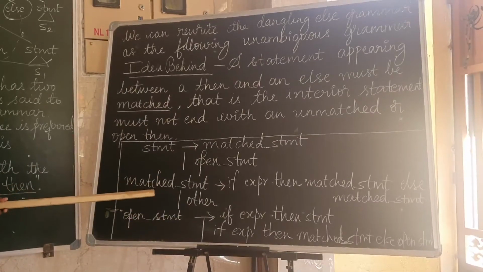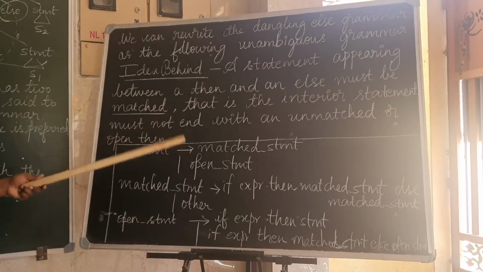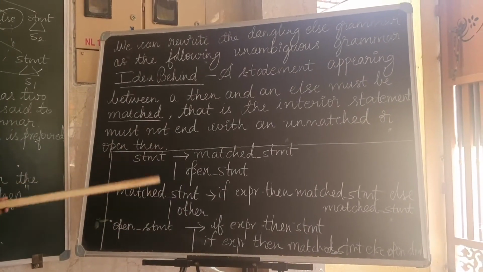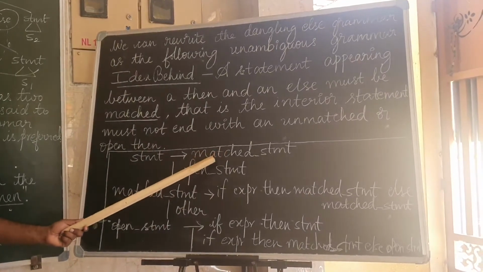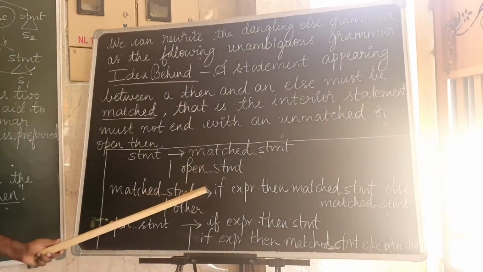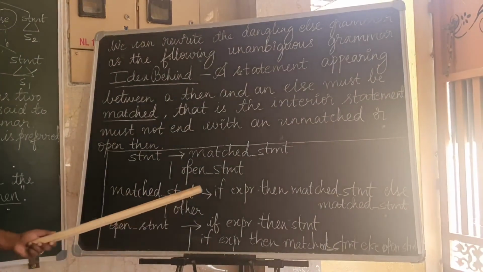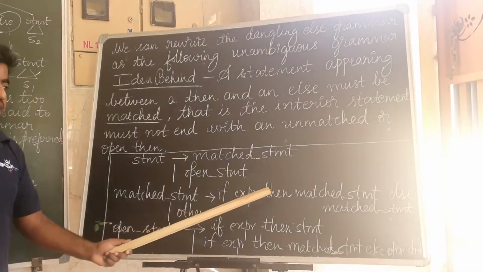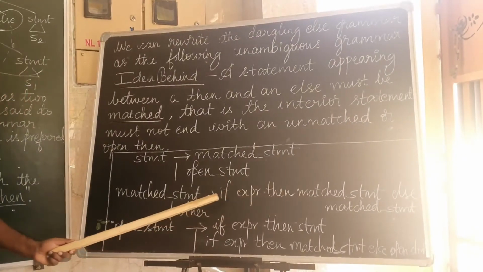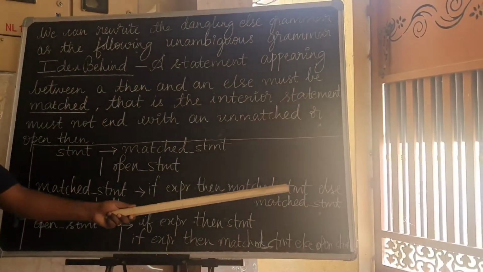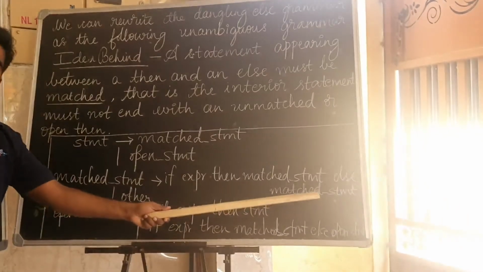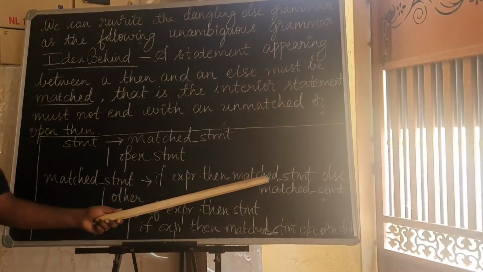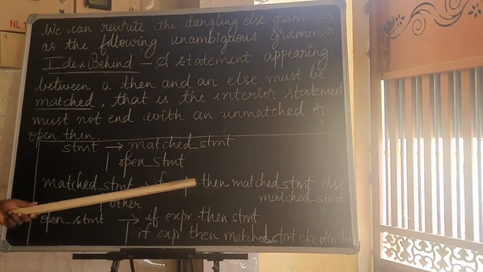If you try to construct the parse tree for this particular grammar, it is no more ambiguous. Why? Because any statement you can take. See, in this production, matched statement, we have or open statement. We are defining these two here. In matched statement we are taking if expression then matched statement. In matched statement again we will get if and then here, then else matched statement. Again this interior statement will have both if and else with then. So this will not mislead us.